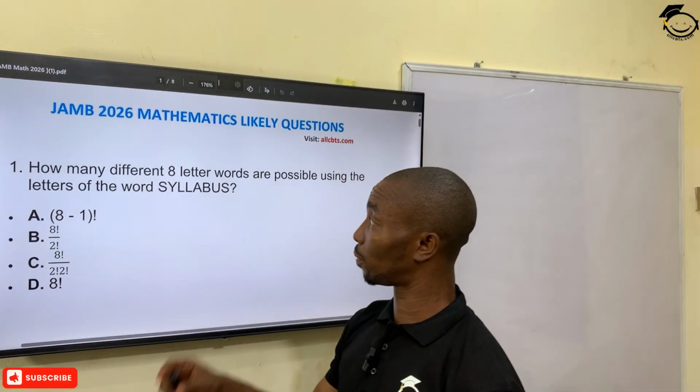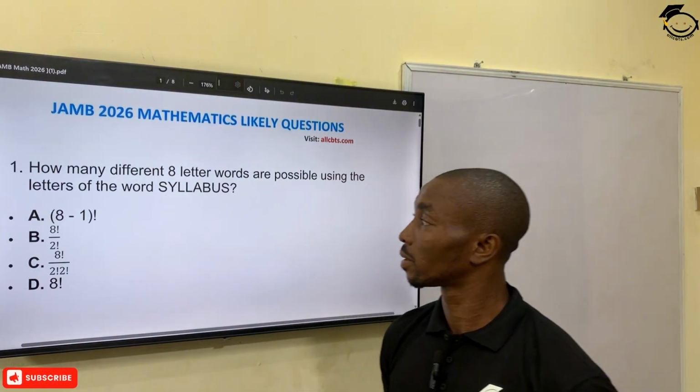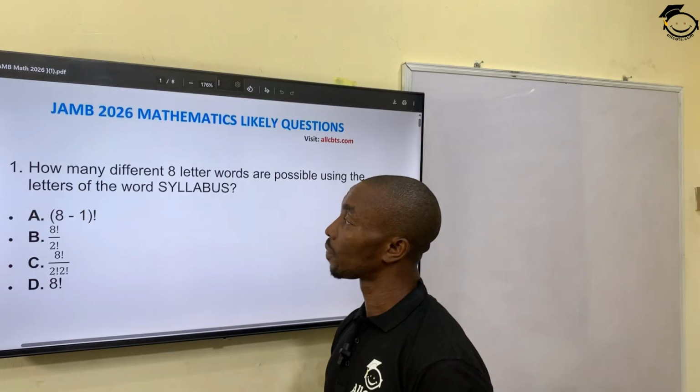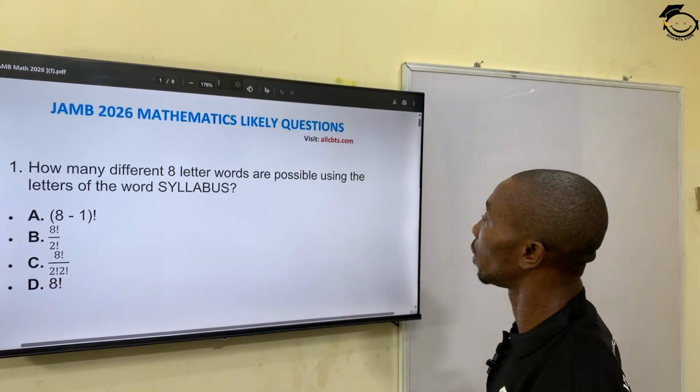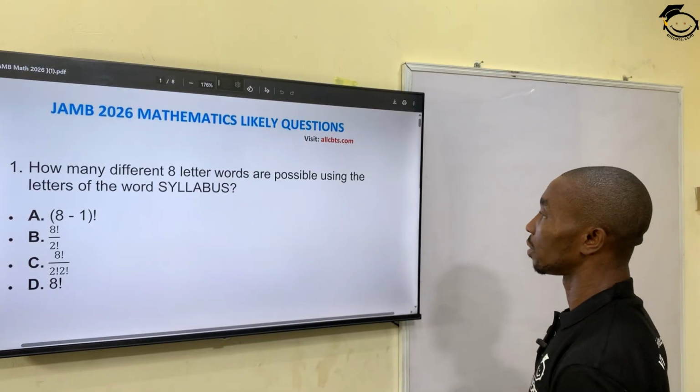Today we'll be looking at possible 2026 JAMB Mathematics questions. Alright, our first question says, how many different 8-letter words are possible using the letters of the word syllables?